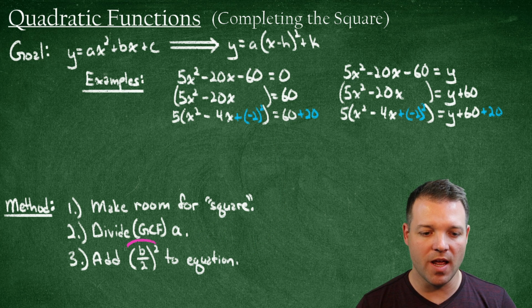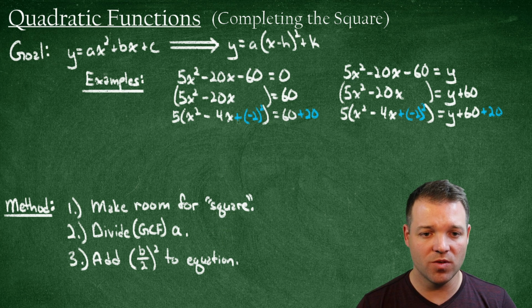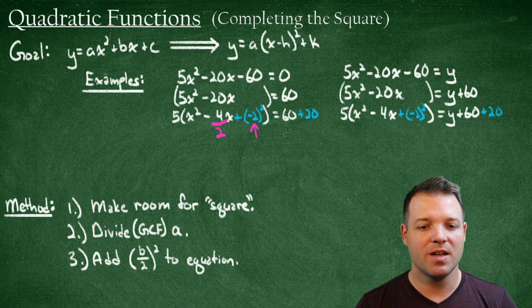You're going to add right here in this blank spot, b divided by 2 squared. Now in this case, what is b divided by 2? Well, b divided by 2 is negative 4 divided by 2, which is negative 2. So I'm plugging in negative 2 squared.